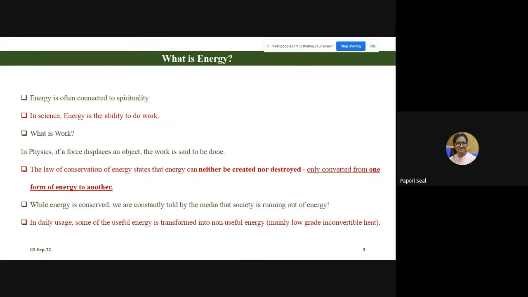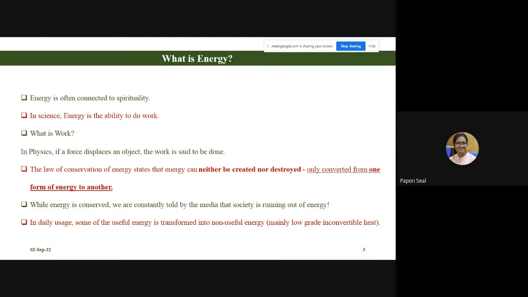So what is energy? See, when we speak of energy, it is often connected to spirituality. People always tell us, surround yourself with positive energy, all these things. But in science, energy is the ability to do work. Now what is work? In physics, if a force displaces an object, then the work is said to be done. If you're providing force and nothing is moving, there is no motion, then it is said that there is no work done.